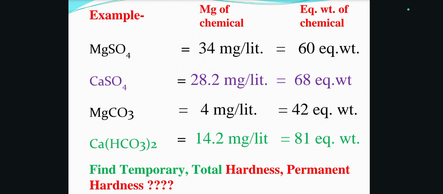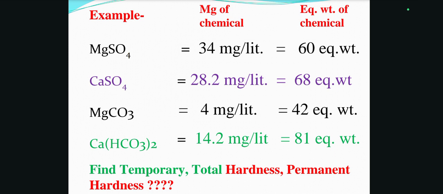Okay, so two separate groups, temporary hardness and permanent hardness, and the formula is very simple as we just saw: milligram of chemical multiplied by 50 divided by the equivalent weight of the chemical. By using this formula you can find the hardness of individual chemicals, then you add those individual values. For example, for permanent hardness, magnesium sulfate and calcium sulfate are responsible. So you add these two chemicals' individual values and you will get the permanent hardness value.